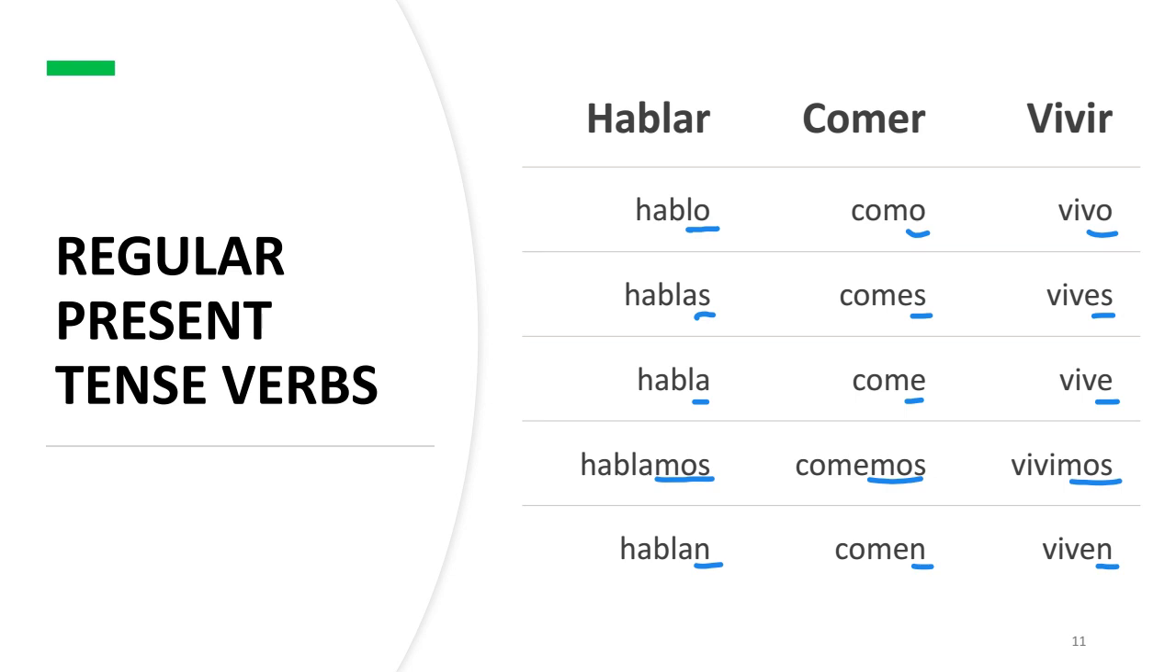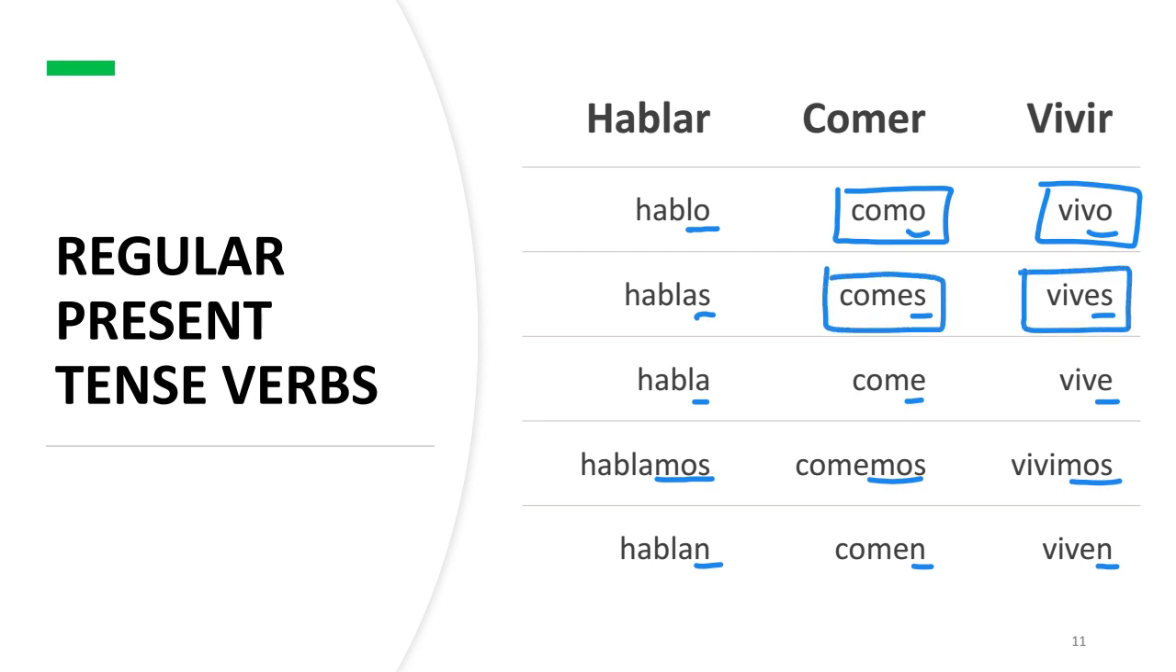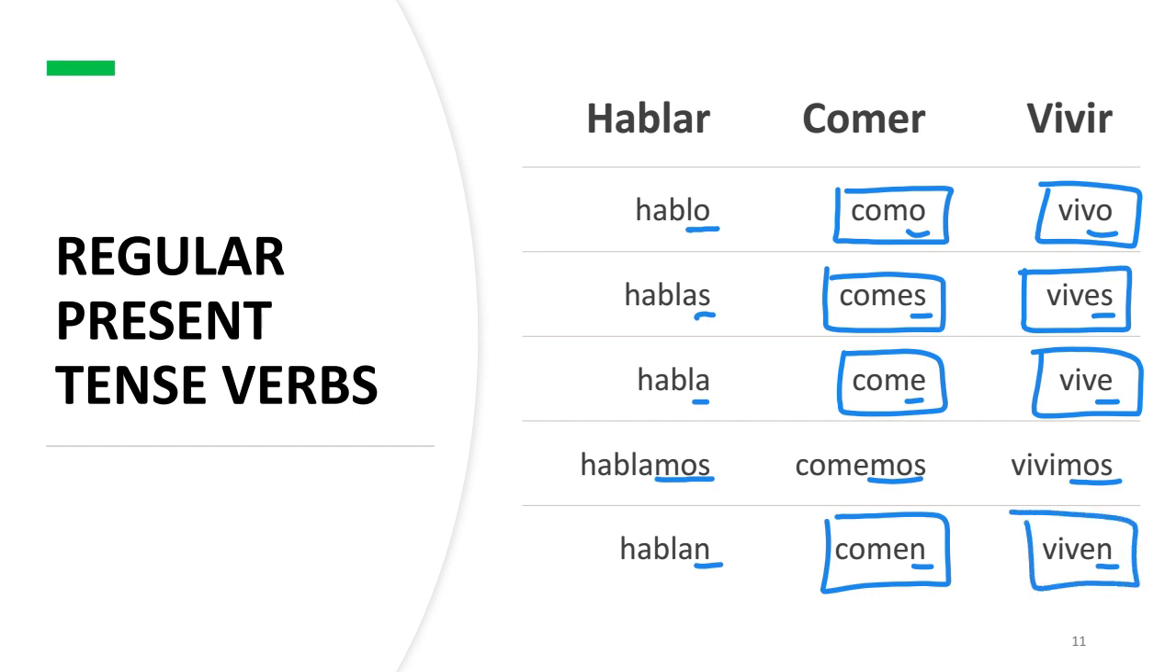The other thing that I'd like to point out is ER and IR verbs actually have very similar endings. So como, vivo, they both end in O. Comes and vives, they both end in ES. Come and vive both end in E. And then comen and viven, they both end in en. So really, the only difference between the endings for ER and IR verbs are the E and the I in the nosotros form. Otherwise, they have identical endings, which should make it a little bit easier to remember them.